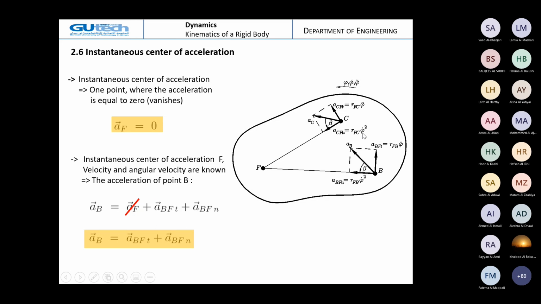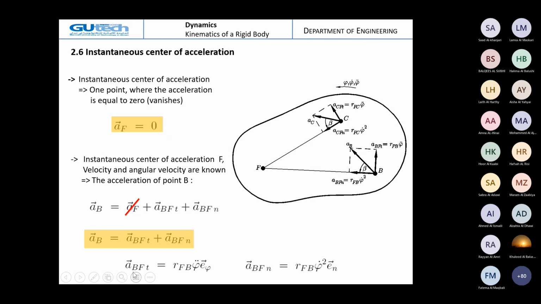For the tangential one, we have only R FB phi dot dot. In vectorial expression, it's R FB cross omega dot. The same principle applies for the point C. The equation will not change. For the normal, it's always R cross omega cross omega, and for the tangential one, it's R cross omega dot.